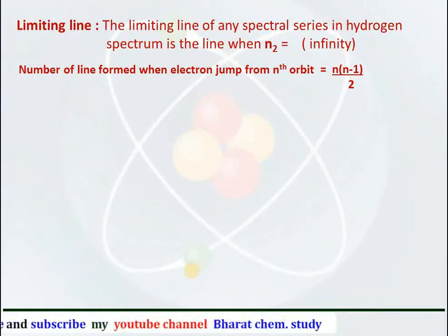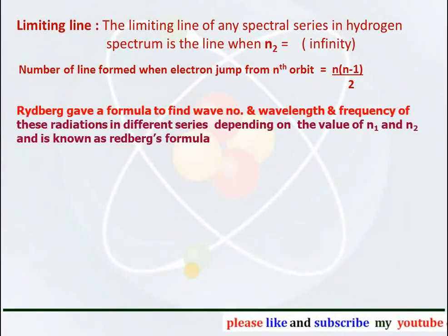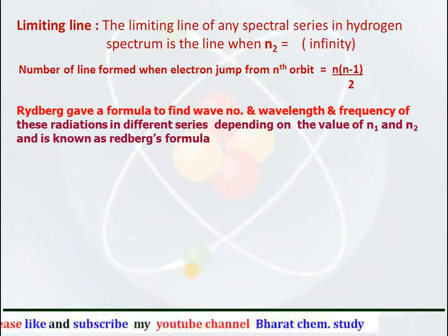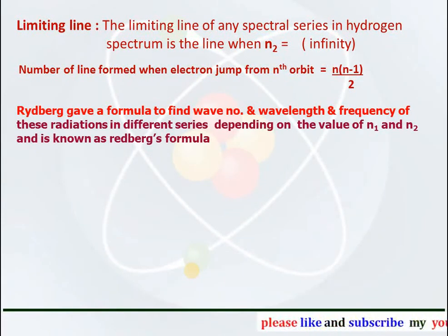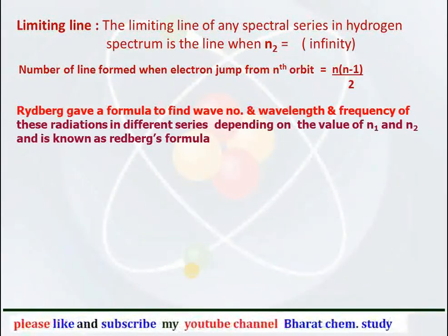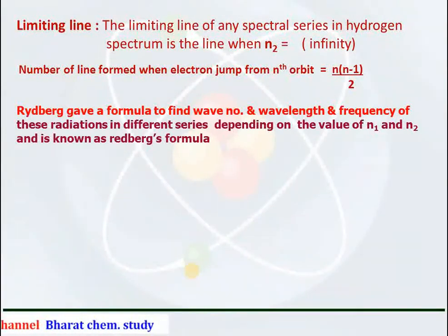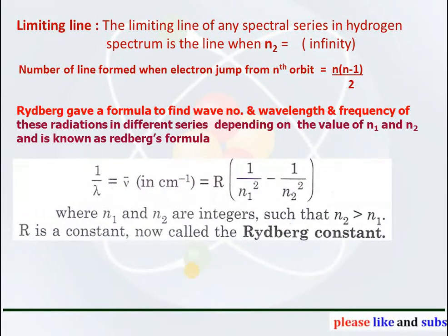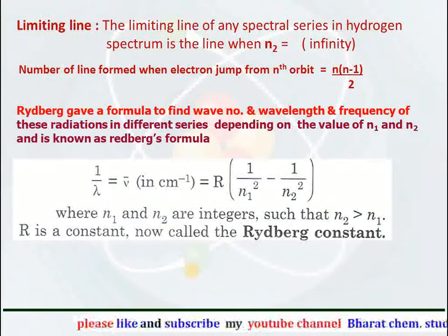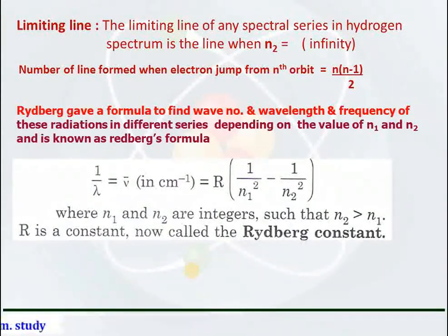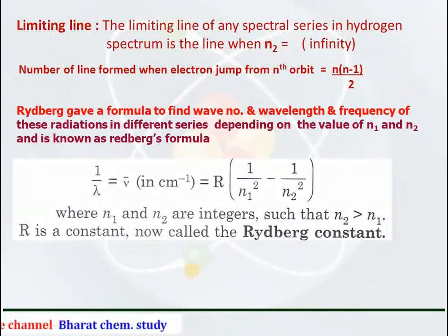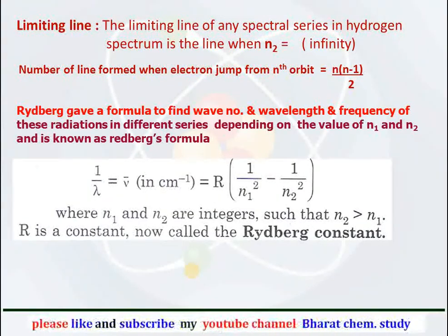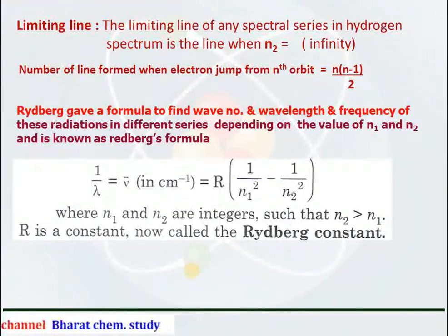Rydberg gave a formula to find the wave number, wavelength and frequency of the radiation found in the spectrum in different series, depending upon the values of n1 and n2, known as the Rydberg formula: 1/λ, the wave number, is equal to R(1/n1² − 1/n2²), where R is called the Rydberg constant, n1 is the last shell at which the electron falls, and n2 is the shell from where the electron is falling in a particular series.